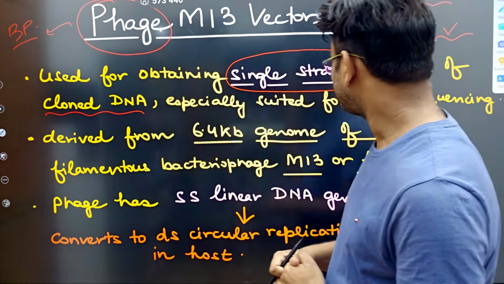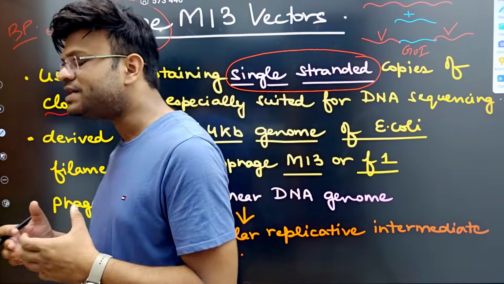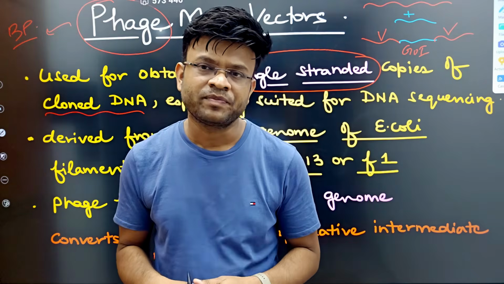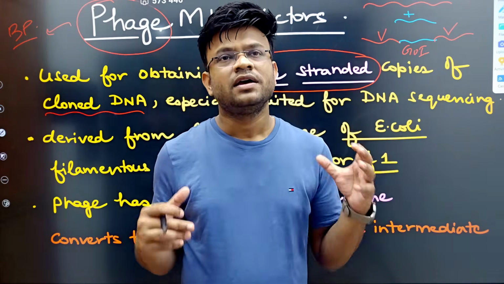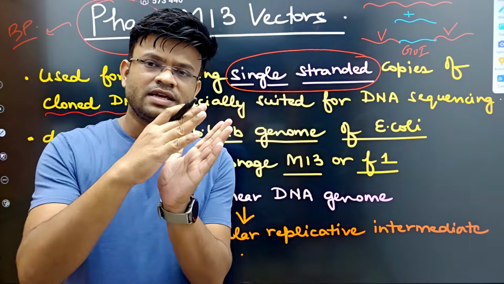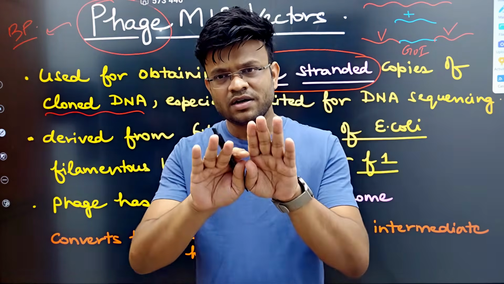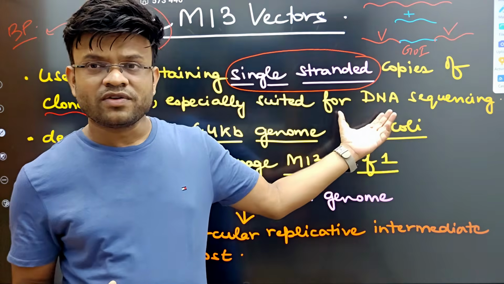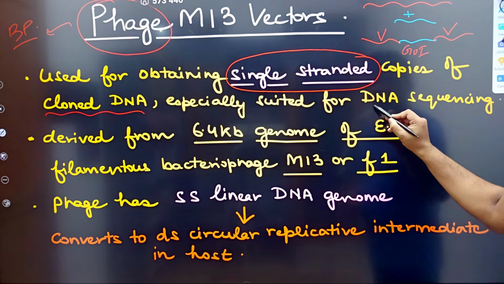Now coming to the next point. Because it is used for obtaining single stranded copies of the DNA, it is very useful for DNA sequencing. If you have a little idea about DNA sequencing, you would understand that in DNA sequencing we require single stranded DNAs. Even if the DNA is double stranded, the DNA gets denatured, or it breaks down into two separate strands, and then sequencing starts. Therefore, since here we are obtaining single stranded DNA copies, DNA sequencing becomes far easier.